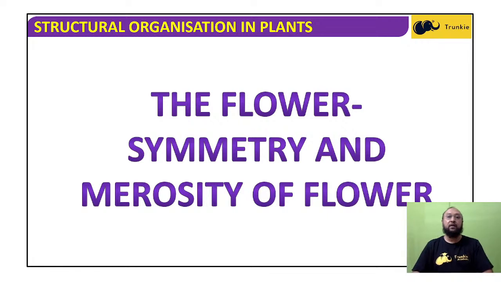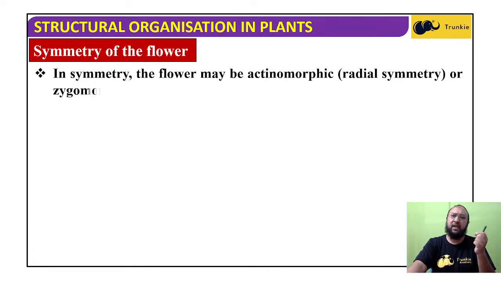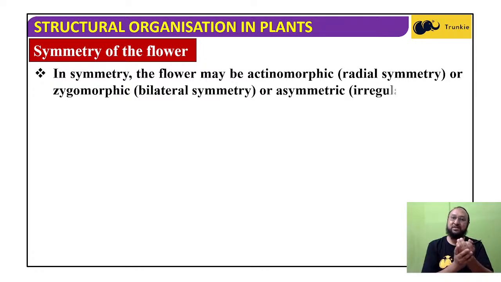Okay, now the symmetry and the merism of the flower, the arrangement. In the symmetry, the flower may be actinomorphic, radially symmetrical, or zygomorphic, bilaterally symmetrical, or asymmetric, irregular.